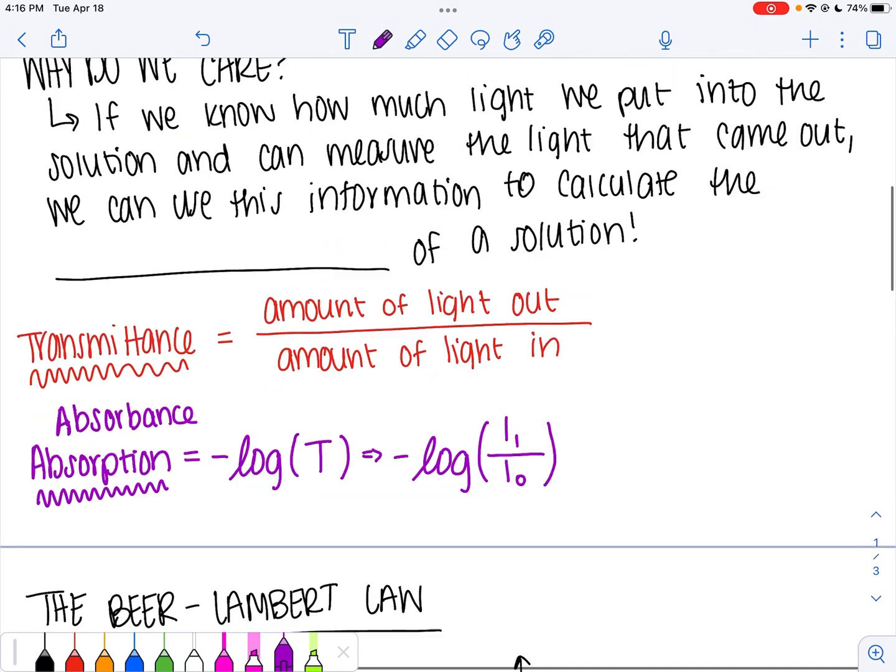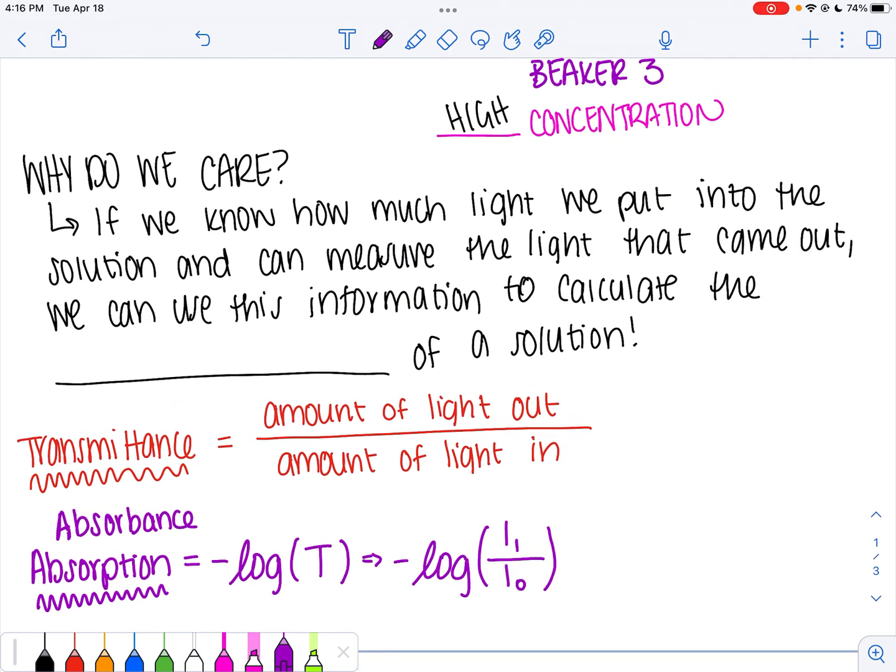So why do we care about this? Why are we talking about it? Basically, this whole idea of spectroscopy, this whole branch of science, deals with how light interacts with matter. So if we know how much light we put into the solution and we can measure the light that came out, we can use this information to calculate the concentration of our solution.